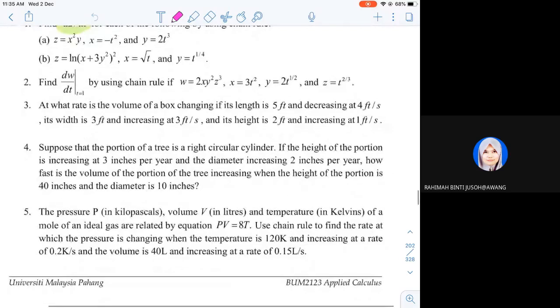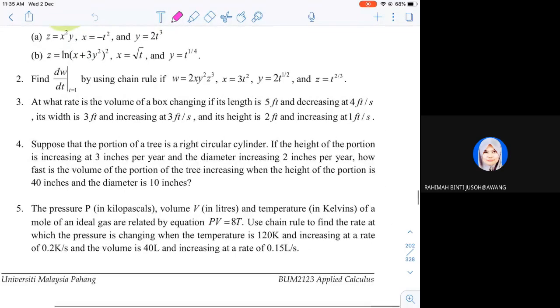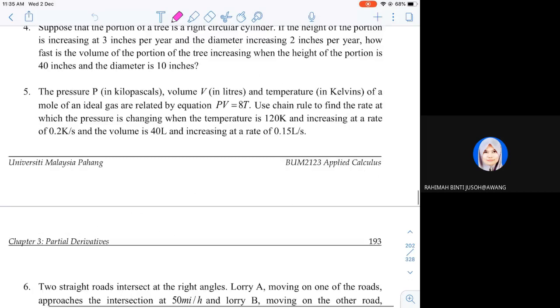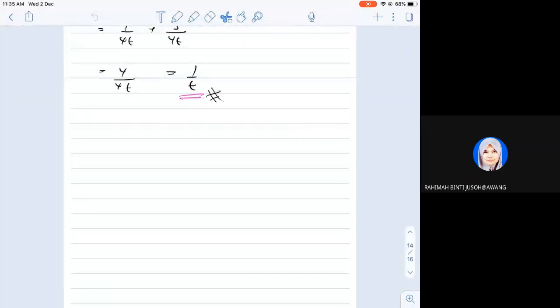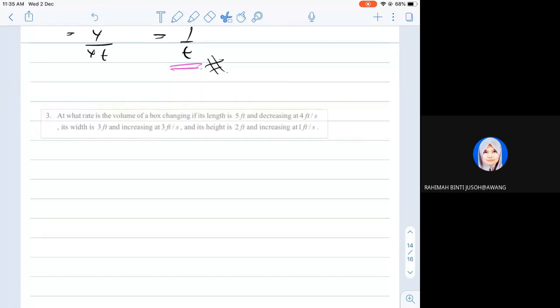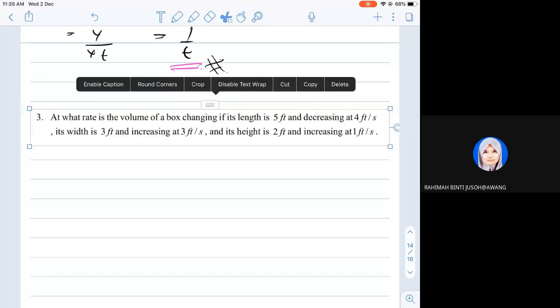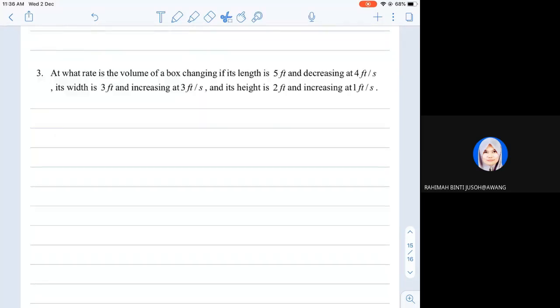Question number 2, question number 1B. So question number 2 is quite easy. I think you can do this. I want to do the questions that have applications. So let's start with question number 3. Copy. Paste. Alright. At what rate is the volume of a box?